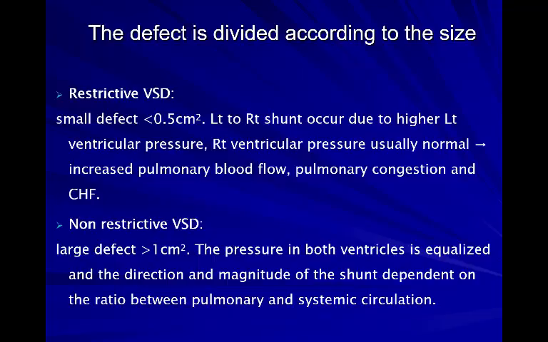Non-restrictive VSD is a large defect, more than 1 centimeter, and the pressure of both ventricles is equalized, and the direction and magnitude of the shunt depend on the ratio between the pulmonary and systemic circulation, and usually associated with heart failure and increased pulmonary artery pressure.